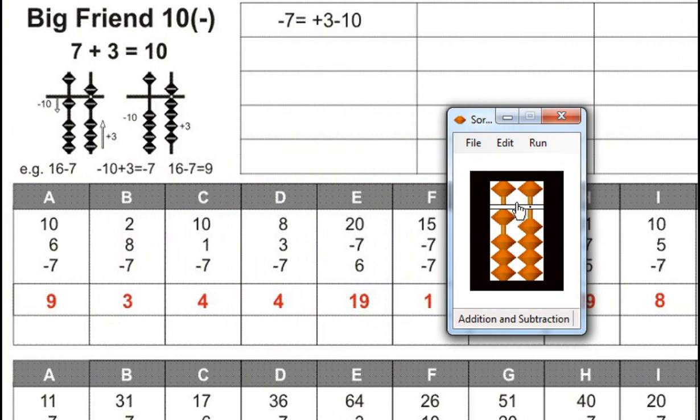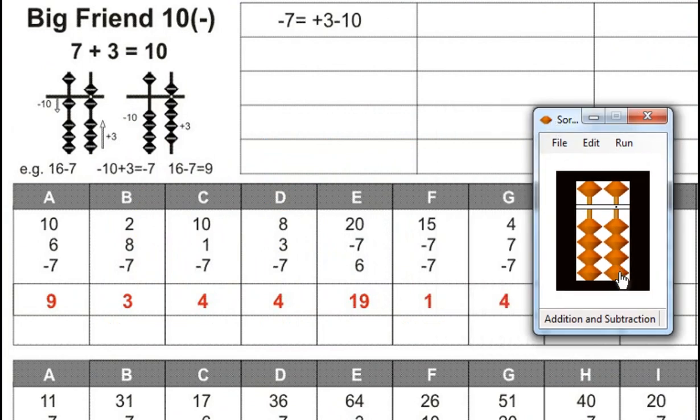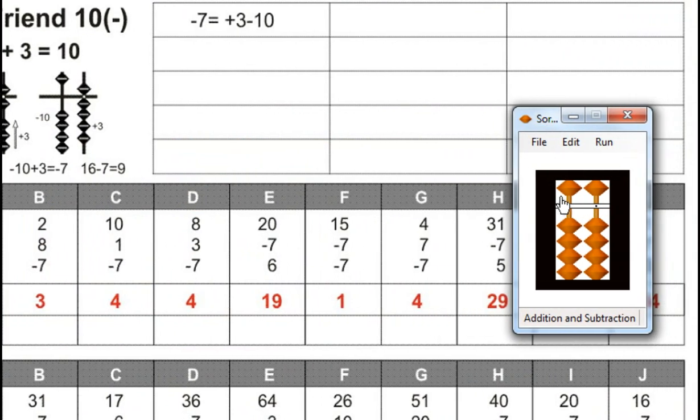15 minus 7 minus 7. Answer is 1. 4 plus 7 minus 7. Answer is 4. 31 minus 7 plus 5. Answer is 29.